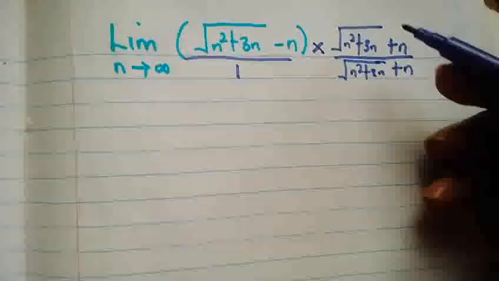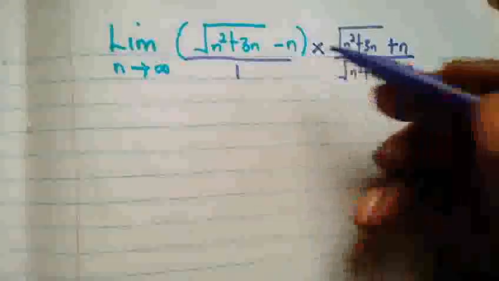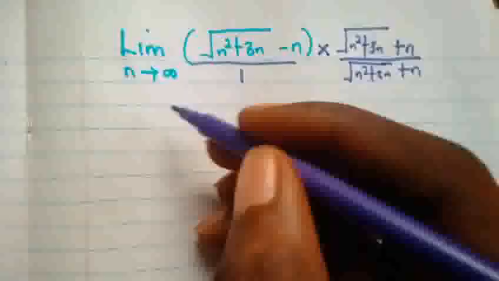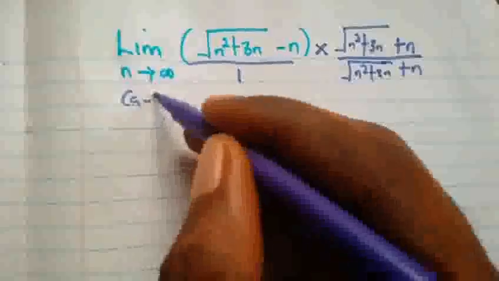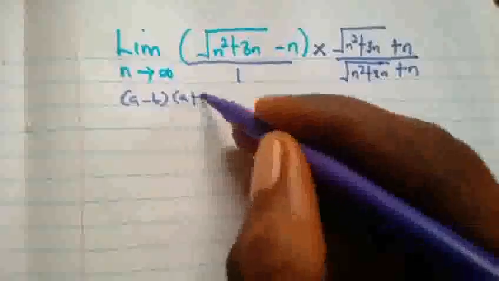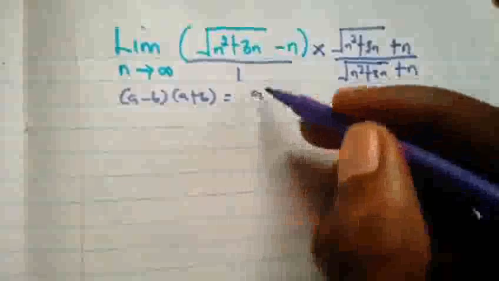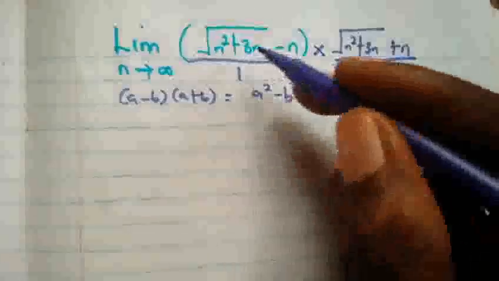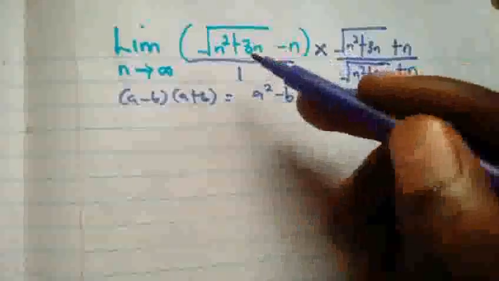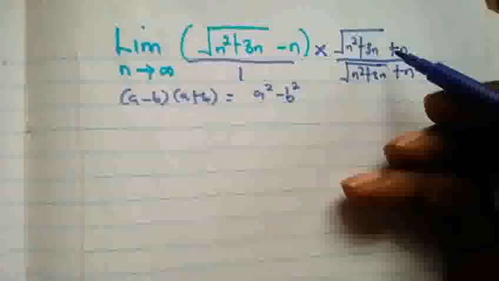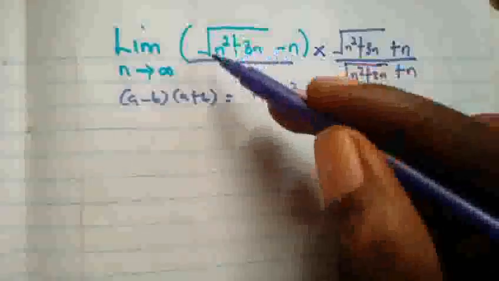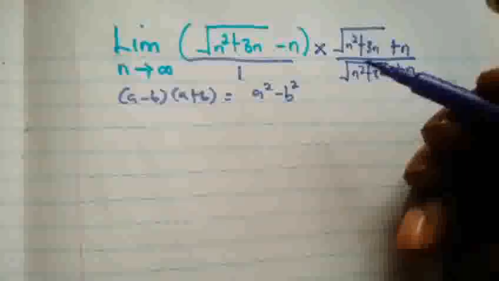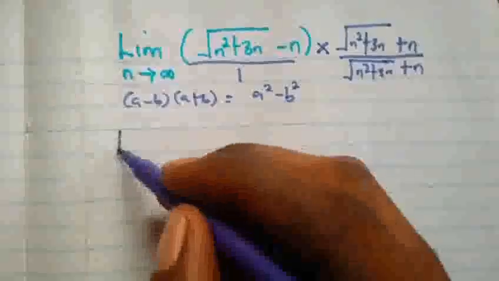So now we all know the difference of two squares formula: a minus b times a plus b is the same as a squared minus b squared. Okay, we're going to observe this property at the numerator here. Here we have a negative sign, we have a positive sign, so this is the same as the square root of n squared plus 3n, squared, then minus n squared. Okay, so our limit will look like this.